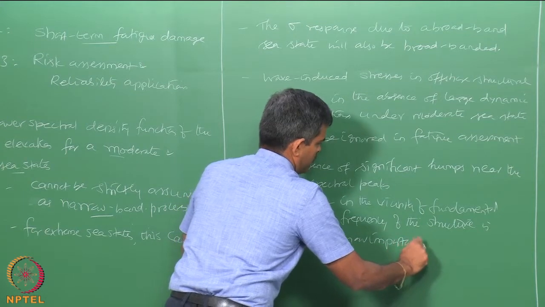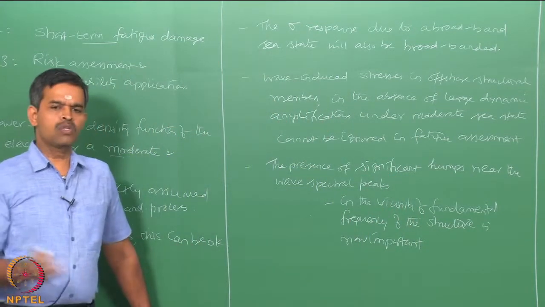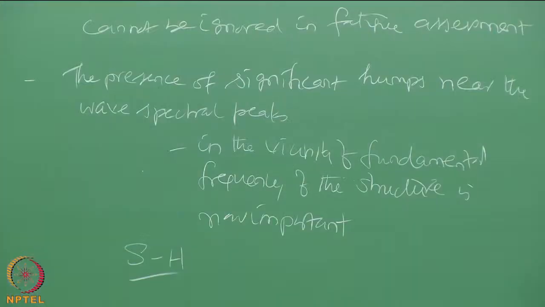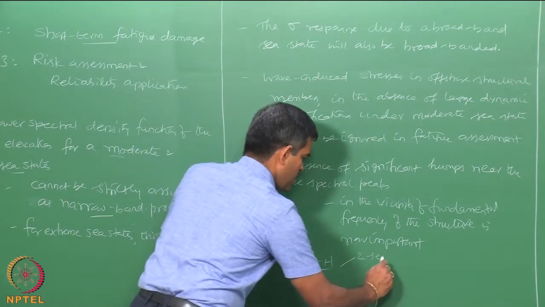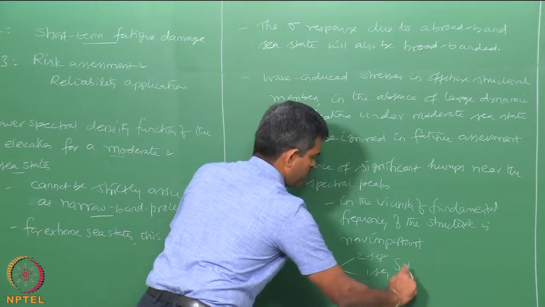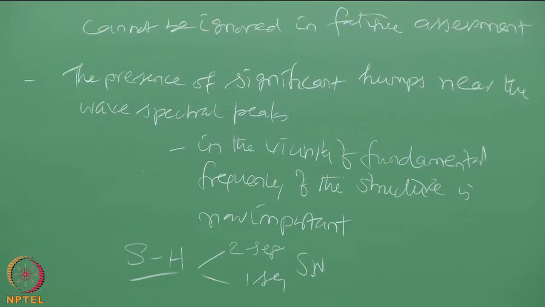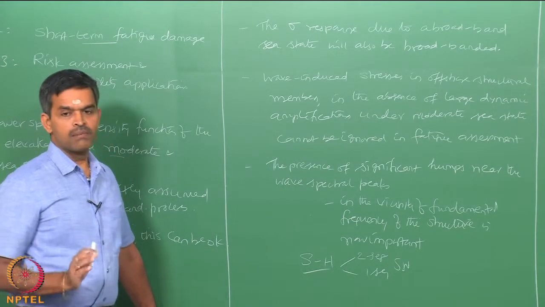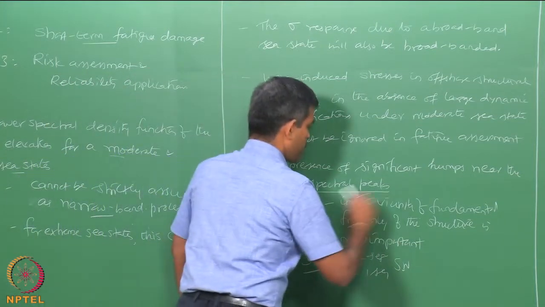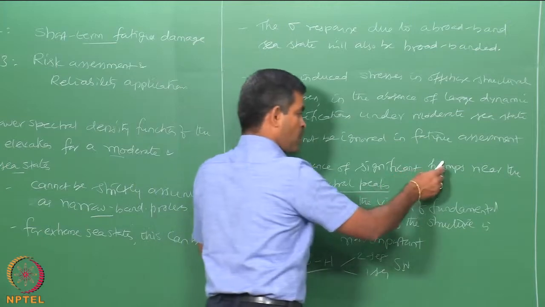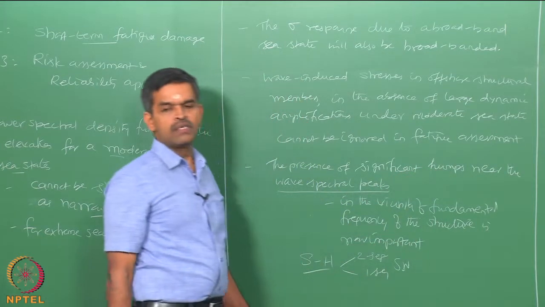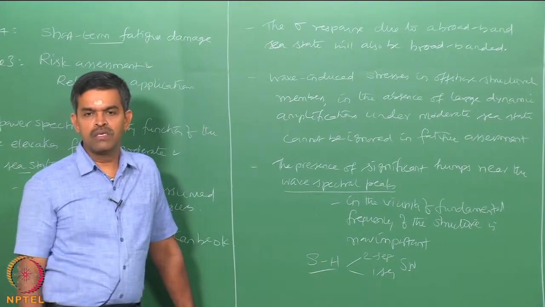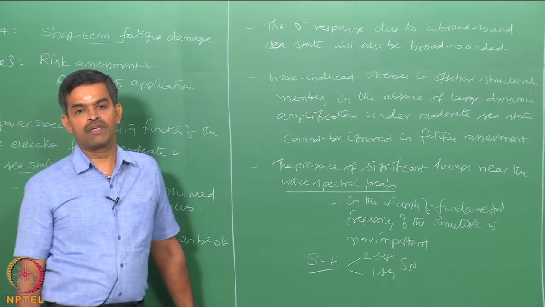This is now important, because all through you understand that we are talking about the stress wave amplitude relationship for either your 2 segment SN curve or 1 segment SN curve. Okay. That is how we are assessing the fatigue damage so far in all the discussions we had in the earlier lectures. So, here the peaks present near the wave spectral peaks, and if those peaks happen to be closer to the vicinity of the fundamental frequency, then the assessment of fatigue you have been doing earlier without any modified methodology may give you a wrong assessment of fatigue damages.